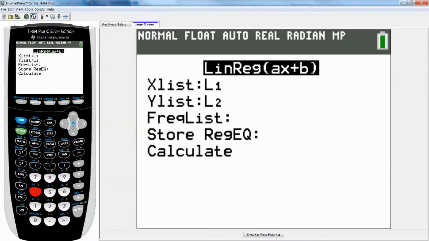And it wants to know what I want for my x and my y. Well, I want L1, that's the t values, to be my x, and I want my y to be L2, which was the landlines. And then I'm just going to store this equation because I'm going to need it later for part B. So let me do this right now and get it over with.